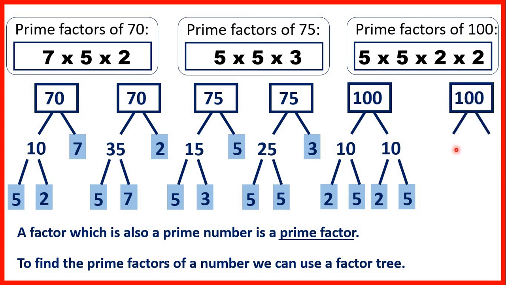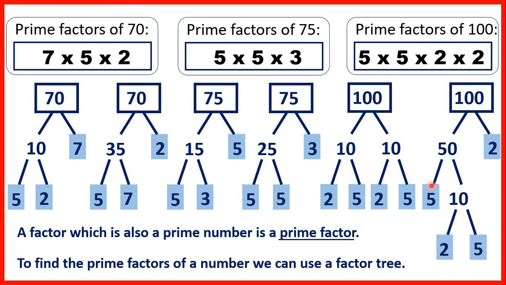Or we could have used a different factor pair. Instead of 10 times 10, we know that 50 times 2 is also 100. Now 2 is a prime number, we can't break that down any further, but 50 is the product of 5 and 10. 5 times 10 is 50. Now 5 is a prime number, but 10 is a composite number, because 2 times 5 is 10.